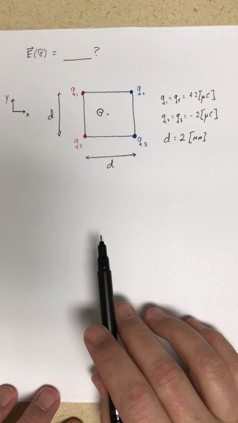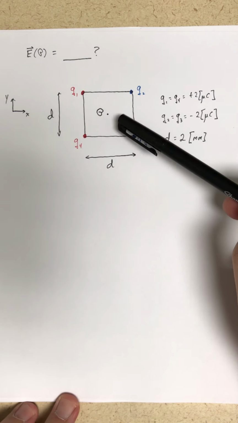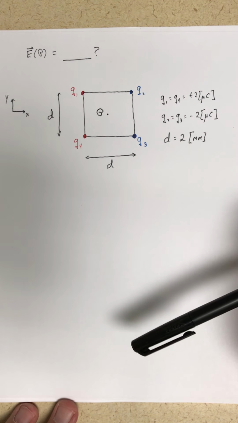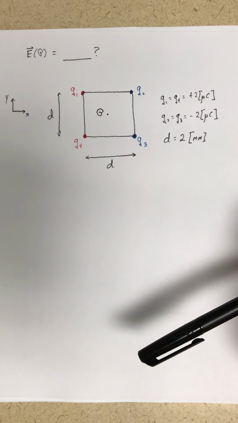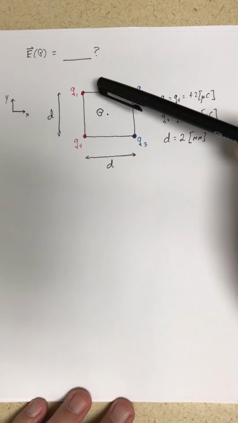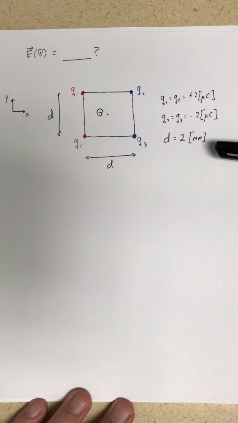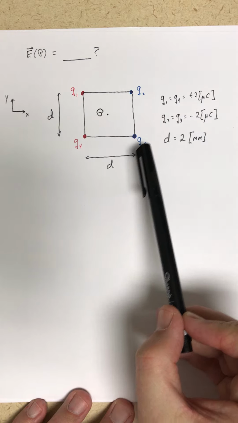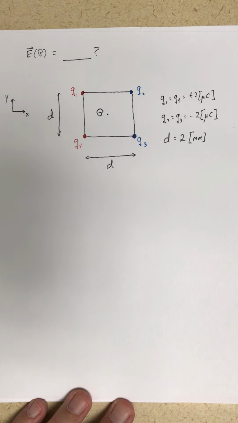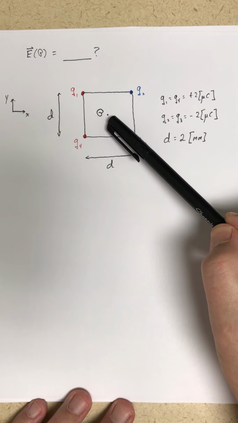We're going to work through an example of finding the net electric field resulting from a series of charges. So superposition again. I've got 4 charges, 2 positive, 2 negative, arranged at corners of a square. The charges are either 2 microcoulomb or minus 2 microcoulomb, and an edge of the square is 2 millimeters. And we want to find the electric field here at the center of the square, point P.